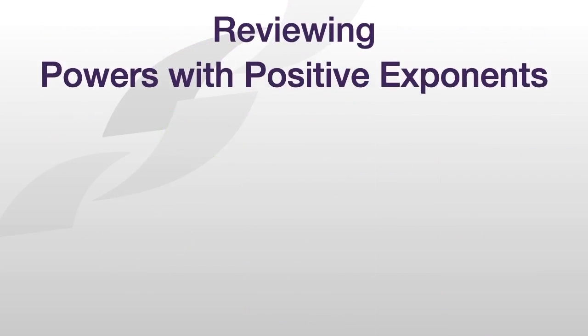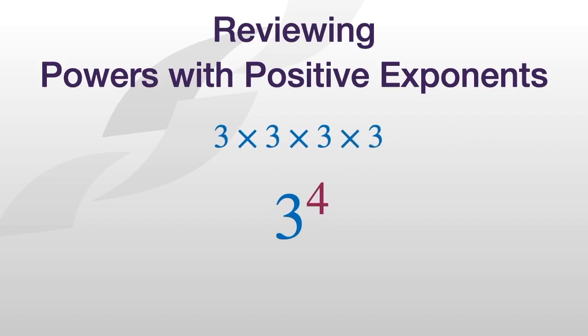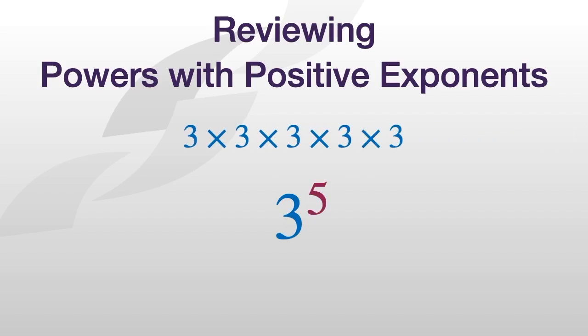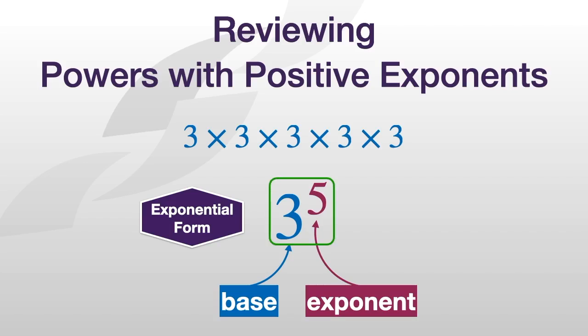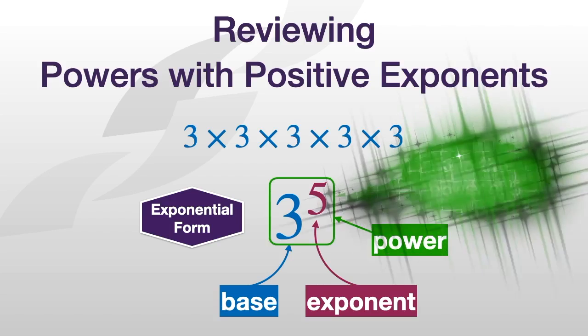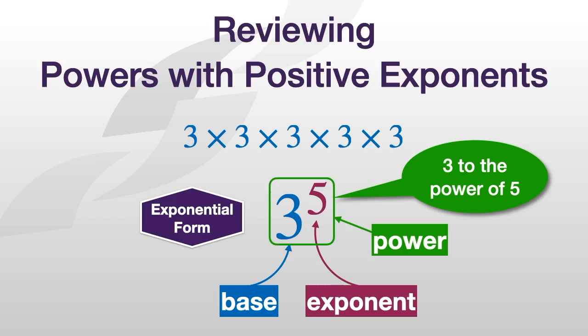Let's begin by reviewing positive exponents. One meaning of exponents is to represent repeated multiplication. We can represent this repeated multiplication using what is called exponential form. The 3 represents the base, and the 5 represents what is called an exponent. When a number, the base, is raised to an exponent, it is called a power. And we read this power by saying 3 to the power of 5.